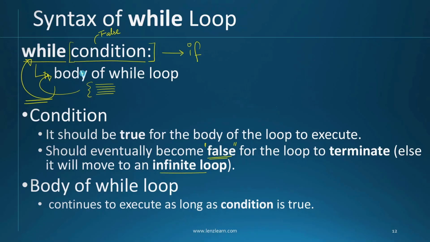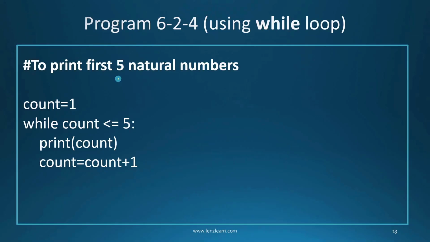All the statements that you write inside the while loop is the body of the while loop, and this will be executed as long as the condition evaluates to true. Now let us see a sample program with while loop. So this program is used to print first 5 natural numbers.